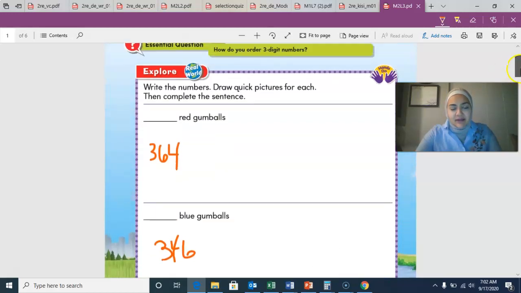Alright, so what do they mean by a quick picture? They mean draw your hundreds, tens, and ones. So first you need to separate these ones, tens, hundreds, and then draw the little division line that separates each digit. Okay, ones, tens, hundreds, and then draw the division line.